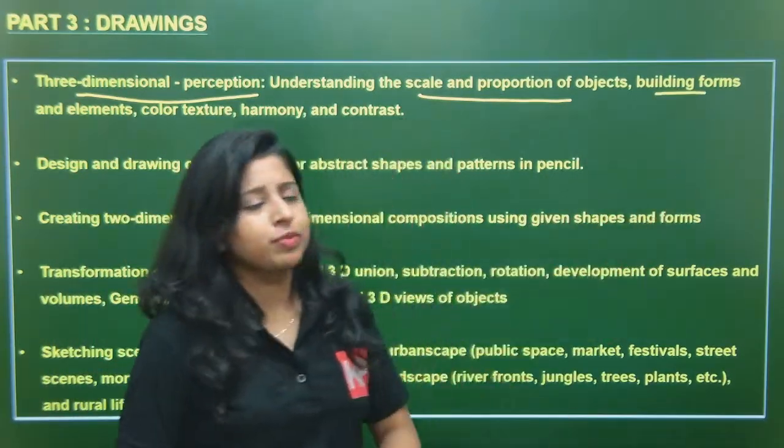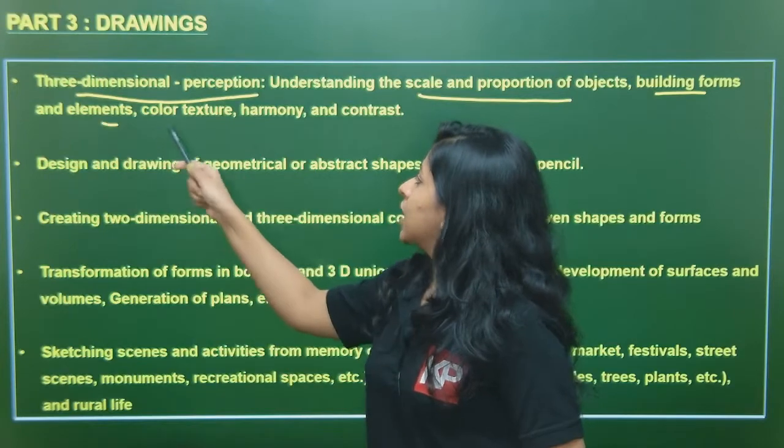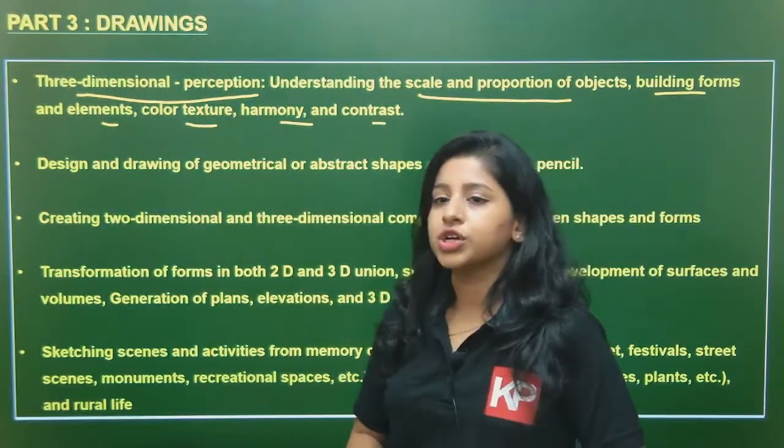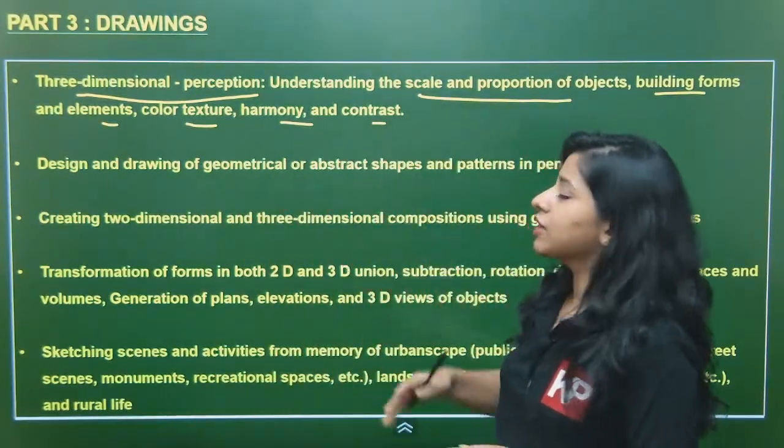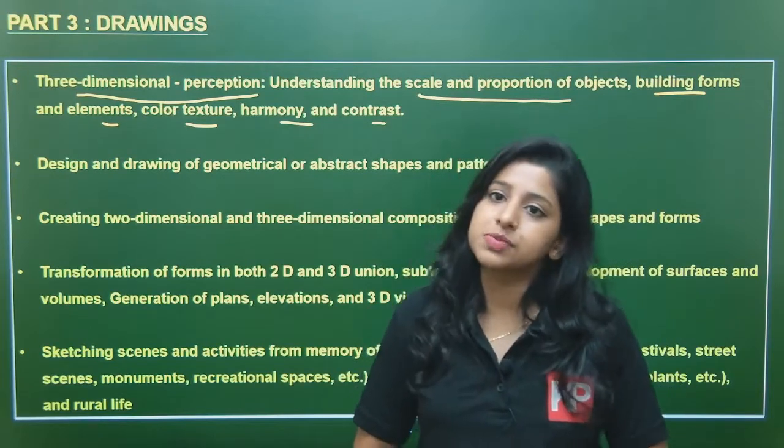Building forms, what kind of building forms are there? Elements, color, texture, harmony and contrast. So these are basically different kinds of elements and principles of design.